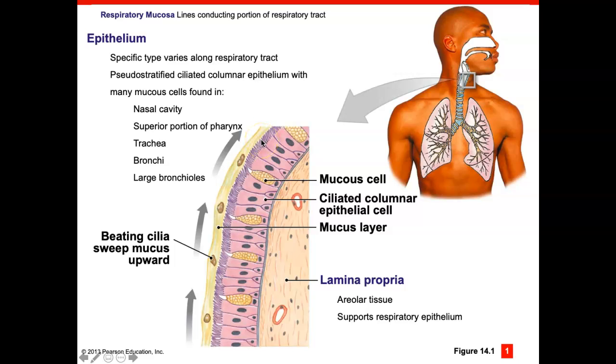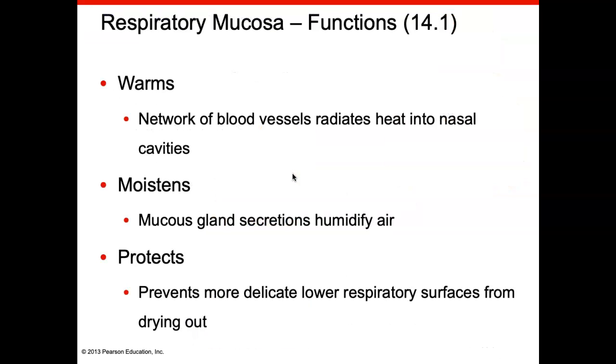Underneath that ciliated pseudostratified epithelium is the lamina propria. The respiratory mucosa, again, warms the incoming air. It moistens the incoming air, and it protects it. It humidifies it so that the lower surfaces do not dry out.